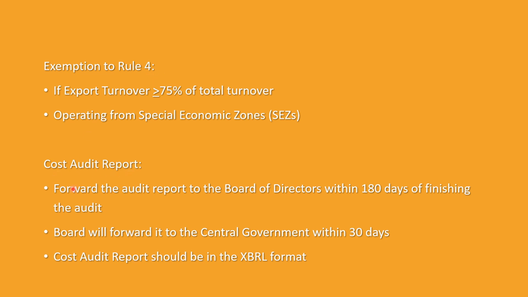Now, the cost auditor forwards the audit report to the board of directors within 180 days of finishing the audit. The board will forward this report to the central government within 30 days, and the cost audit report should be in the XBRL format. It's a special type of format in which the cost audit report has to be submitted.